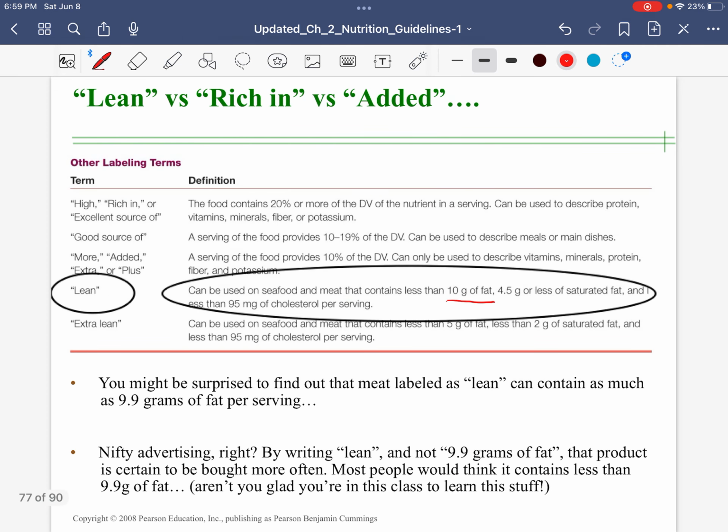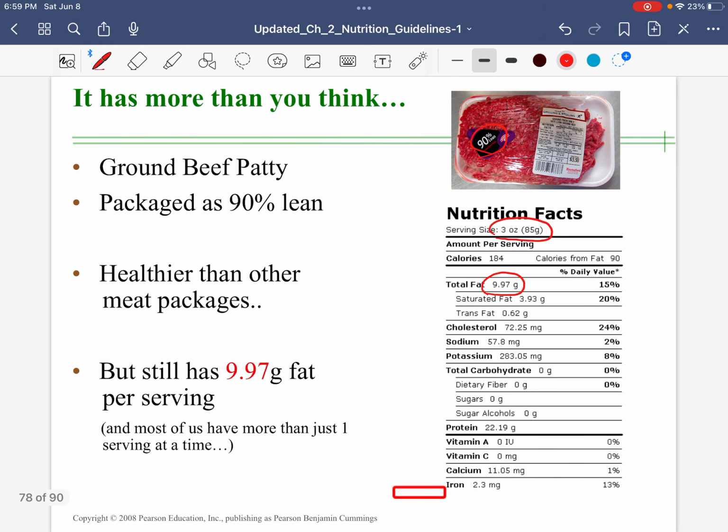How many grams of fat per serving? 9.97. What was the rule? It has to be less than 10. Boy, don't they get it as close as they can. Of course they're going to do that, folks. They want to have as much fat as they can for flavor, but still be under the guidelines of being able to say lean.